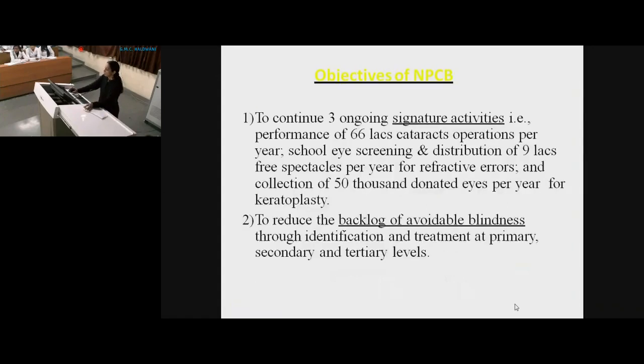So what are the objectives? To continue 3 ongoing signature activities, that is performance of 66 lakh cataract operations per year, school eye screening and distribution of 9 lakh free spectacles per year for refractive errors, and collection of 50,000 donated eyes per year for keratoplasty. To reduce the backlog of avoidable blindness through identification and treatment at primary, secondary and tertiary levels.